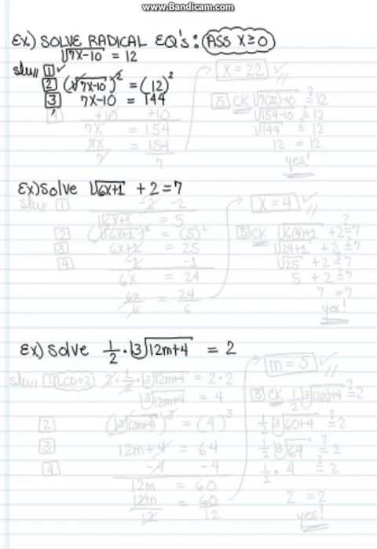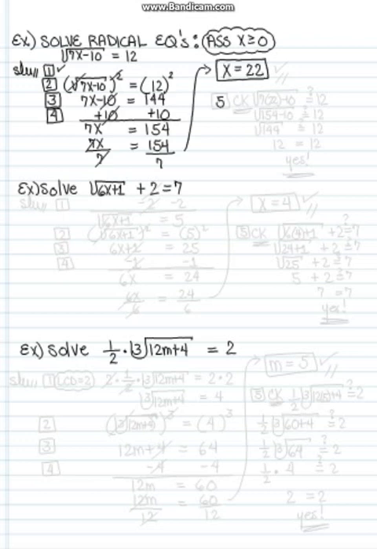Now we're going to solve the equation for step 4, move the negative 10 over by adding 10 to both sides, and that leaves 7x on the left equals 154 on the right. And finally, eliminate the coefficient of x by dividing both sides by that coefficient 7. That gives us x equals 22.